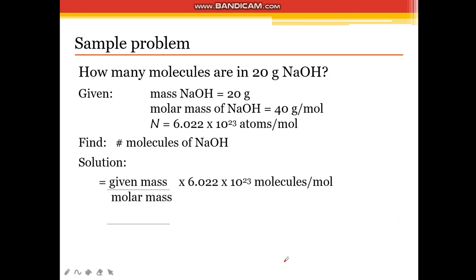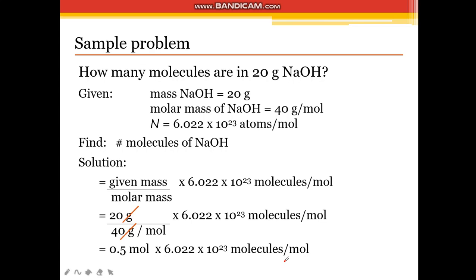So we are going to use the following formula: given mass divided by the molar mass, multiplied by Avogadro's number. Substituting the values, you will have this. And using your calculators, you will derive this answer: 3.01 × 10^23 molecules. And that's it for our lesson on moles.